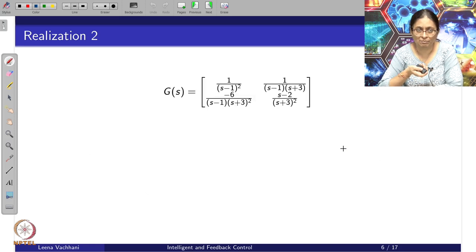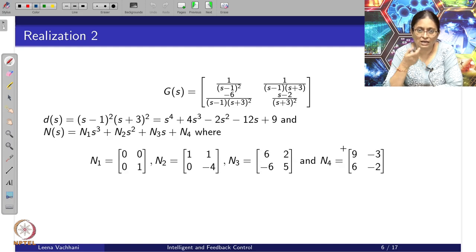Let's take an example for the block controller form, which will clarify further what my least common multiple denominator is and how I form these N1, N2 and N3 coefficients. So here I took the same example of G of S. Now, the least common multiple of the characteristic equations from each of the transfer function entries in the matrix G of S is S minus 1 whole square, S plus 3 whole square. You see S minus 1 whole square over here and S plus 3 whole square over here, and the rest are others. So that gives you the least common multiple denominator, which is a polynomial in S, which we say is D of S.